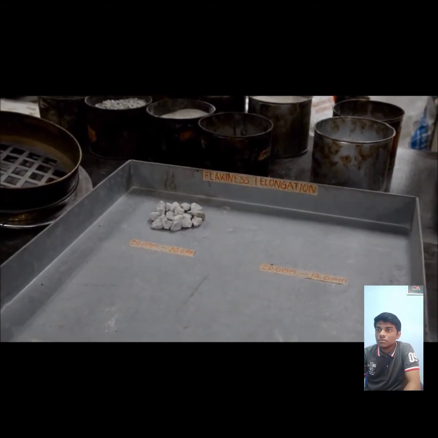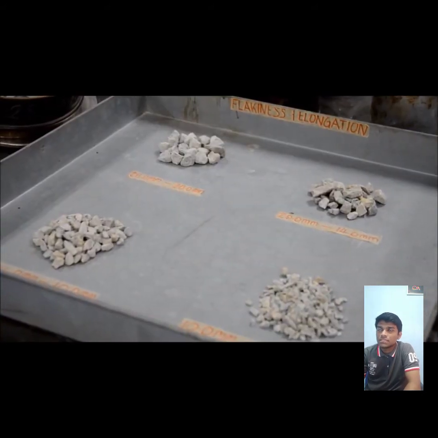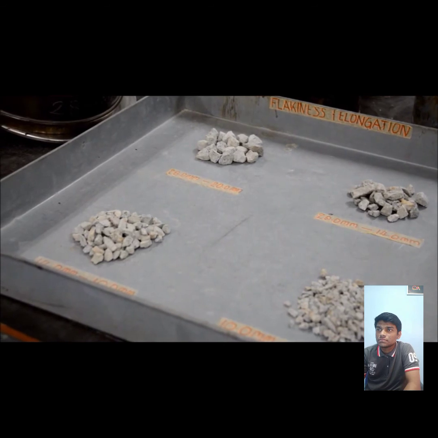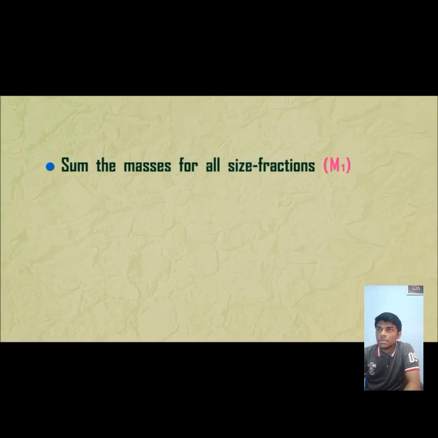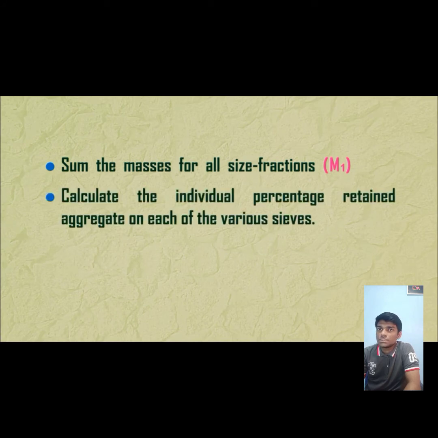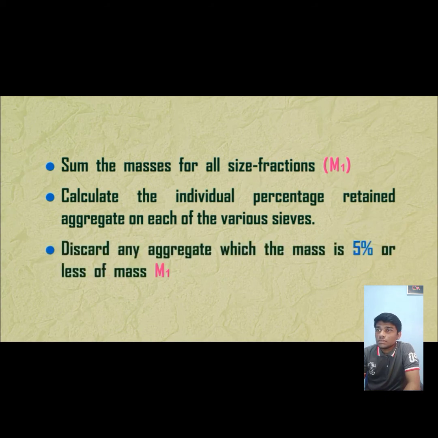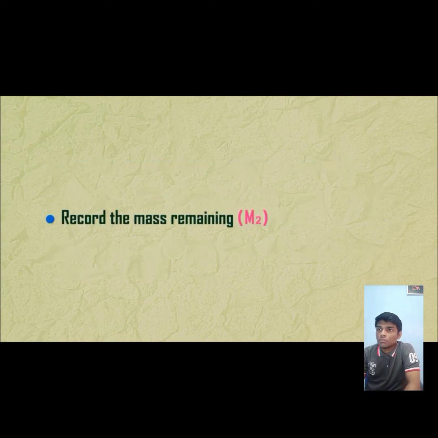And we separate size by size in the tray. Sum the mass of all fractions, M1. Calculate the individual percent retained of the respective sizes. Discard all aggregate with a mass of 5% or less of mass M1. Record the mass remaining, M2.